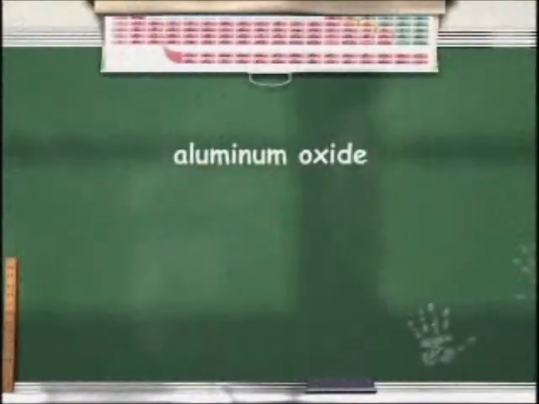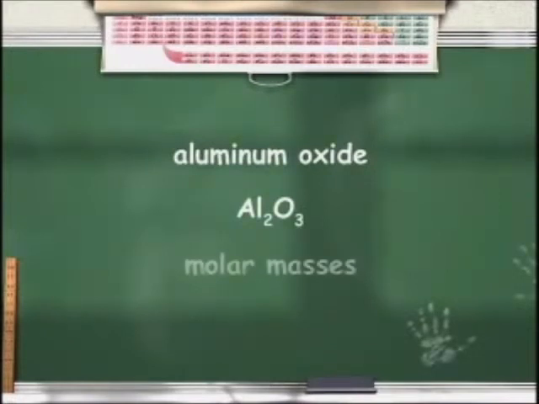How about one more example, just to be sure you've got it, before we move on to something else? Let's find the percent composition of aluminum oxide. Complete this problem in your notes. The first step is to write down the formula for aluminum oxide. Al2O3 is correct. Now you will find the molar mass of the aluminum, the oxygen, and the aluminum oxide.